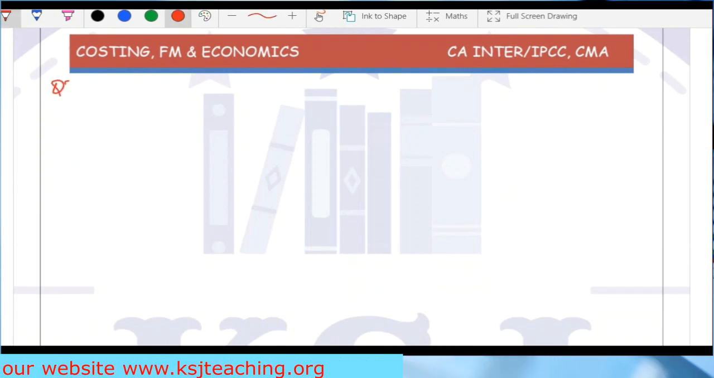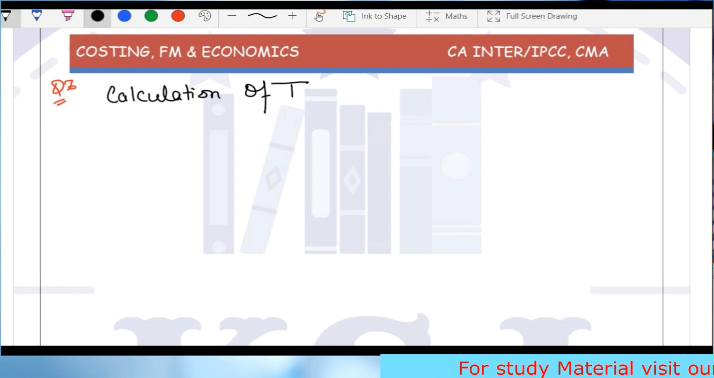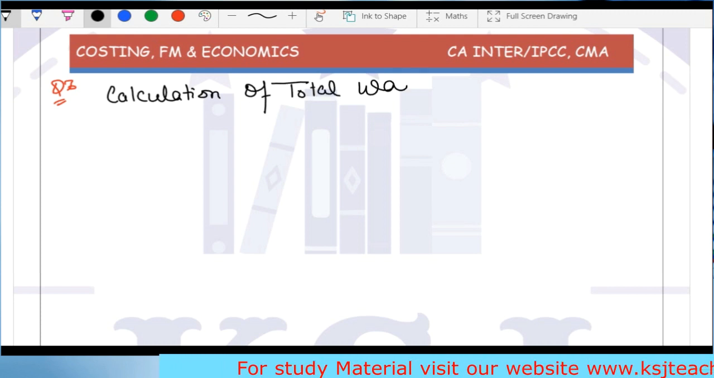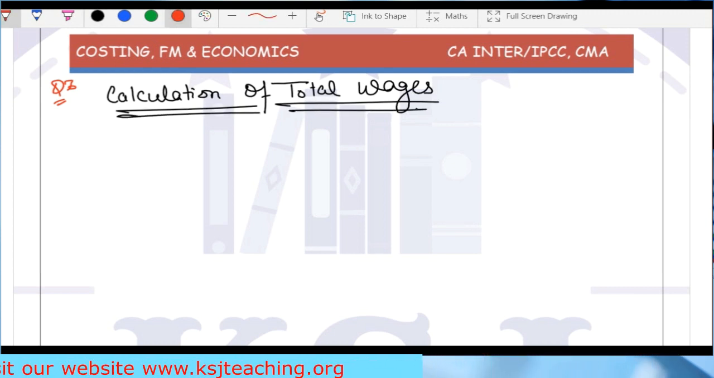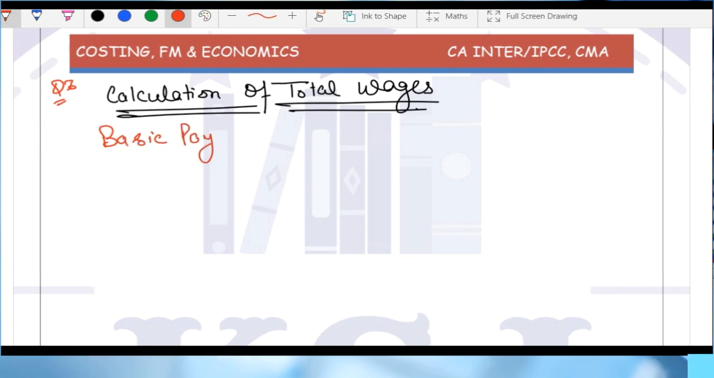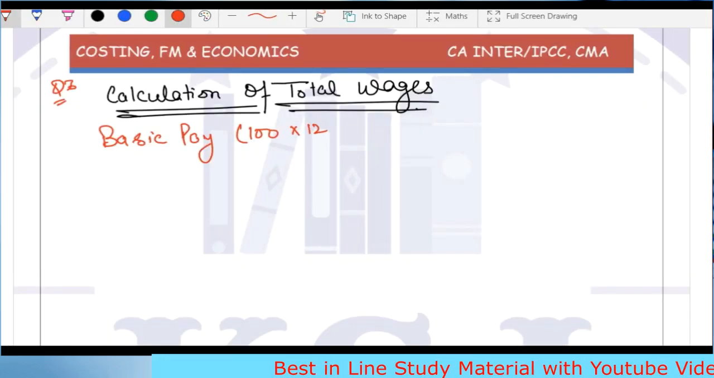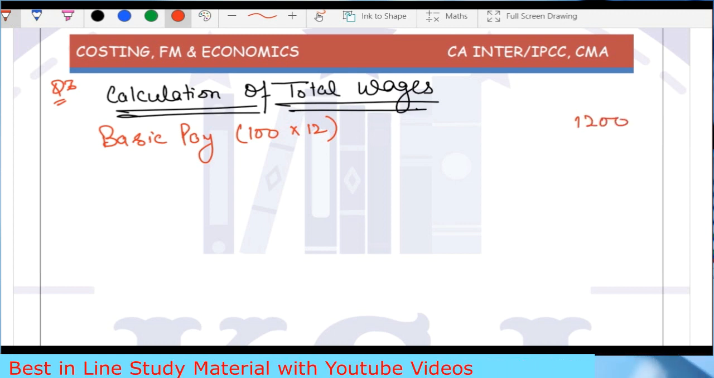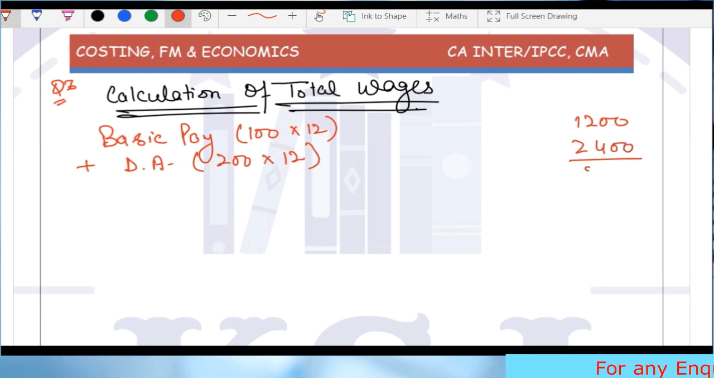Let's start with question number 3. So calculation of total wages. The first and foremost thing is the basic pay. What is basic pay? Basic pay is rupees 100 per month. So 100 multiplied by 12, that is 1200. Plus, we'll calculate for the DA. What is DA, sir? 200 per month. 200 multiplied by 12, that is 2400. And the total for this is 3600.